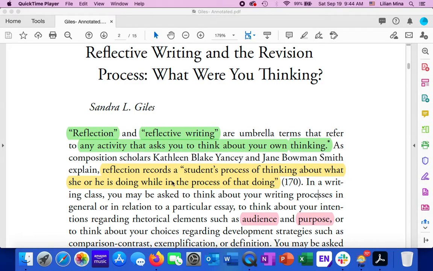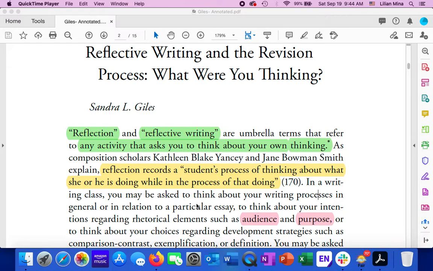Reflection or reflective writing, as Sandra says, are umbrella terms that refer to any activity that asks you to think about your own thinking. So this is what we call metacognition. Cognition has to do with thinking. Metacognition means that you're thinking about your own thinking. And in the context of a writing course, reflection and metacognition is thinking about your thinking about writing.